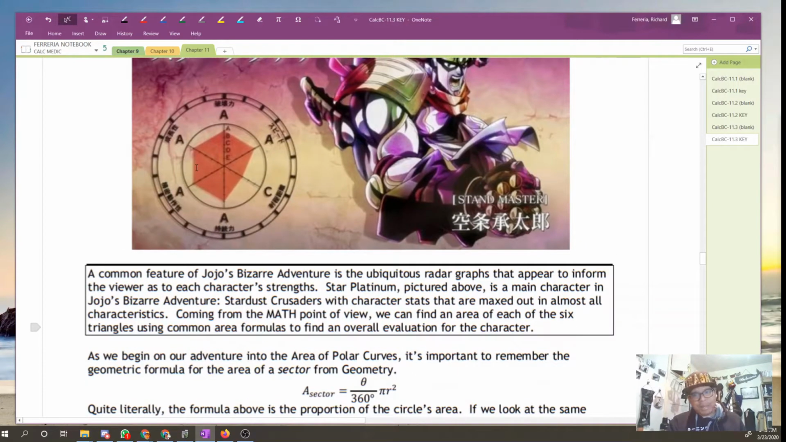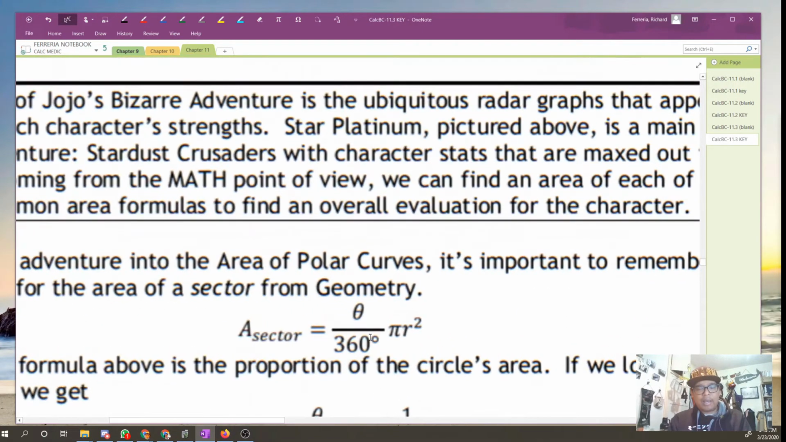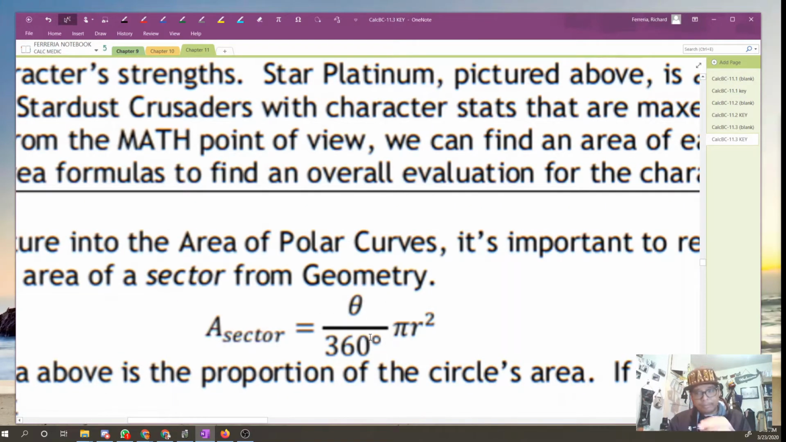So that makes me think about polar area, because when you're adding together all these triangles, that's really what we're going to be doing in our polar geometry. We're just going to be adding a bunch of triangles together, although we won't be actually adding triangles. So we're going to start off with this formula here that is from your geometry. And what is that formula? That's the area of a sector of a circle.